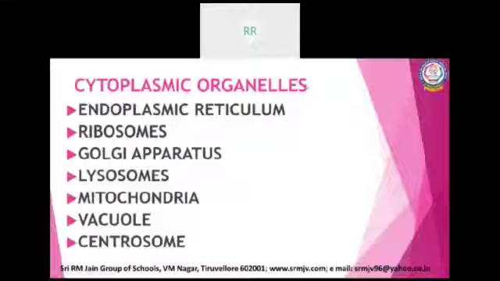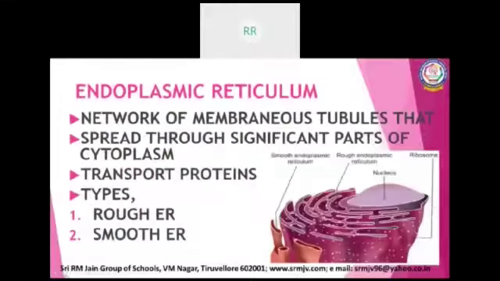Cytoplasmic organelles. Let's see about organelles first. A number of structures called organelles occur in the cytoplasm. Cytoplasmic organelles are endoplasmic reticulum, ribosomes, Golgi apparatus, lysosomes, mitochondria, vacuole, and centrosomes. Let us discuss the first cell organelle, that is endoplasmic reticulum.